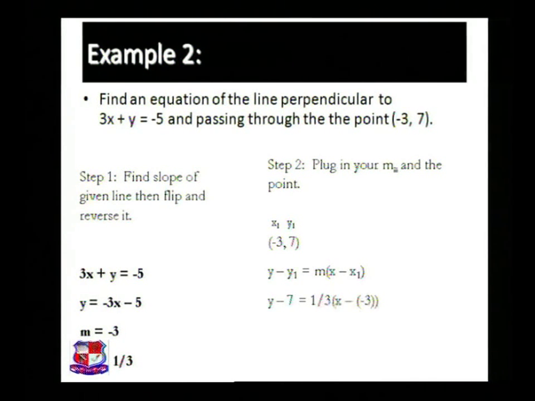So here y minus 7 equals m, which is 1/3, into (x minus x1), where x1 equals -3. So 1/3 into (x minus (-3)). We will get y minus 7 equals 1/3 into x plus, minus minus becomes plus, and 1/3 into 3 equals 1. So the equation of the required line is y equals 1/3 x plus 8. In this way we can find the equation of the line. This is how to find the equation of a line which is parallel or perpendicular to the given line.